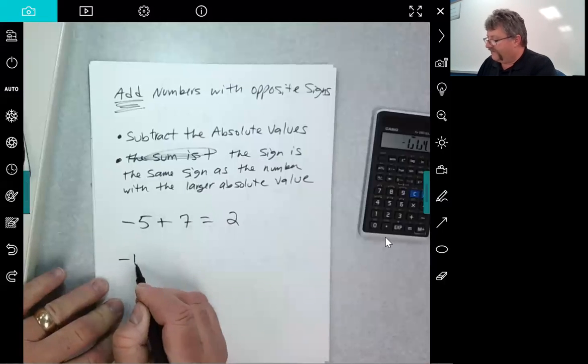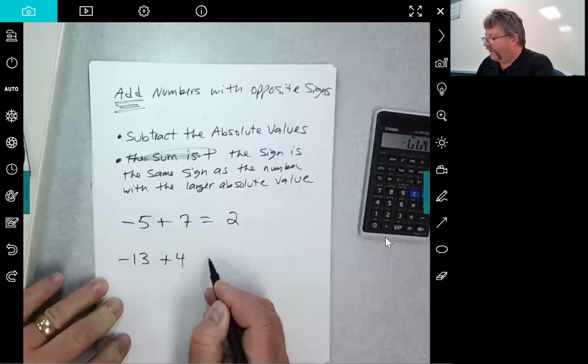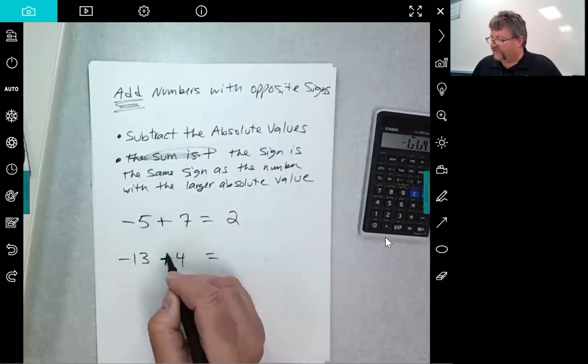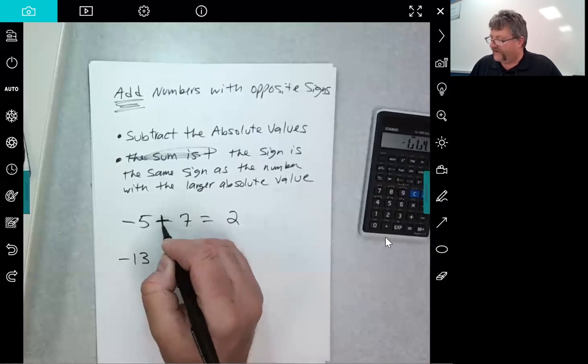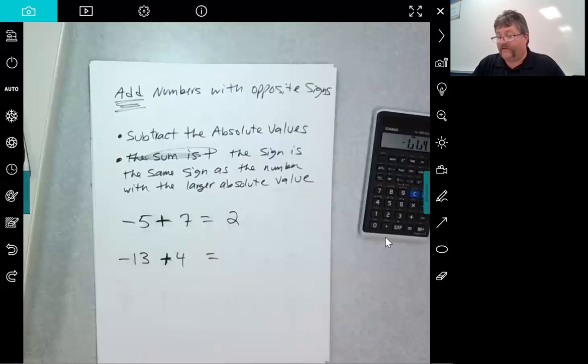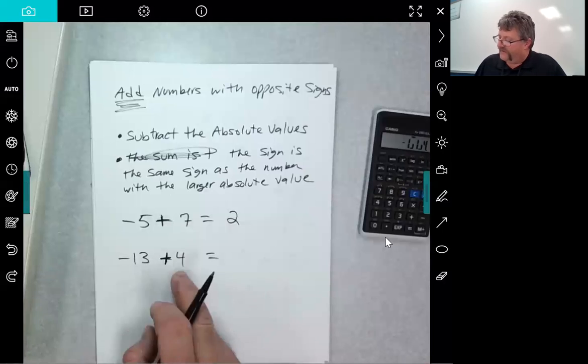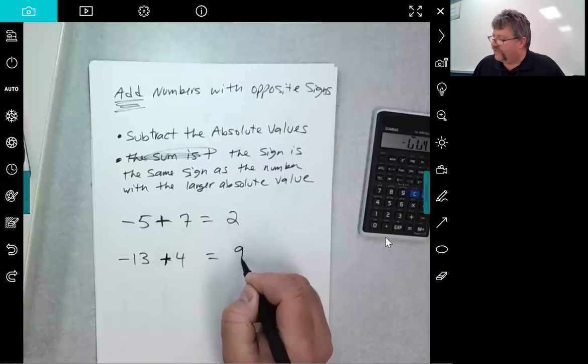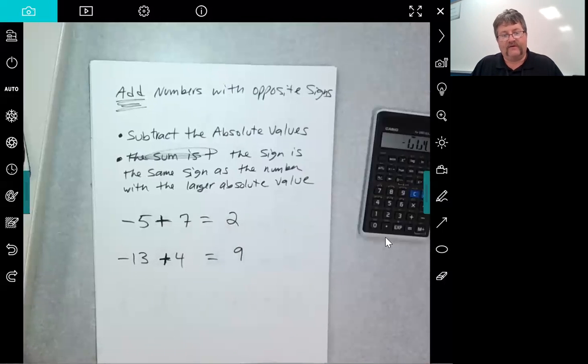How about this? -13 plus 4. One's positive, one's negative. I'm adding, and that's crucial. When we start subtracting, we got to think differently. So I really subtract, though, even though I'm adding. 13 minus 4 gives me a 9, and I got to see who wins the battle of the signs. Well, 13 is bigger. 13 is negative. Answer is negative.